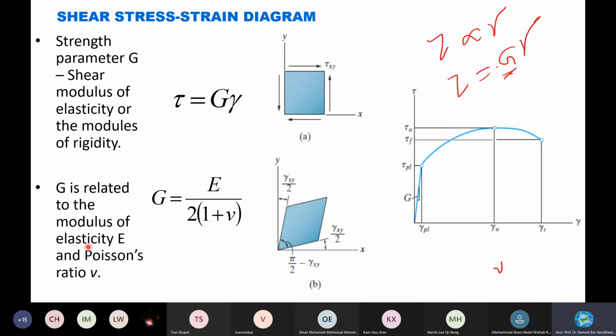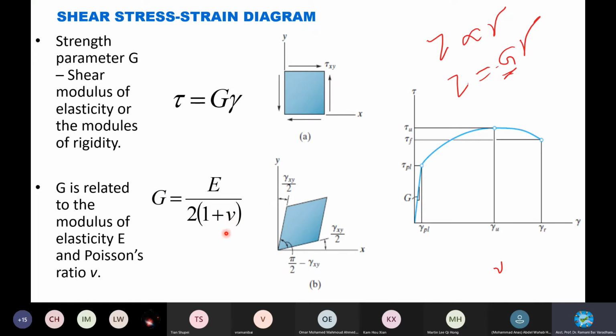G is related to the modulus of elasticity. The relation between them we also have to derive, but for now we just take it for understanding purposes. This is due to the tensile strength of the body. This is due to the shearing strength of the body. The relation between these two is given by what is called Poisson ratio.